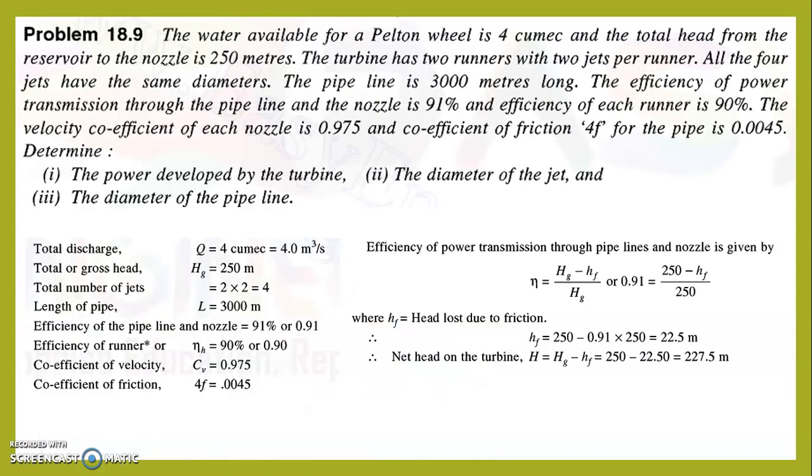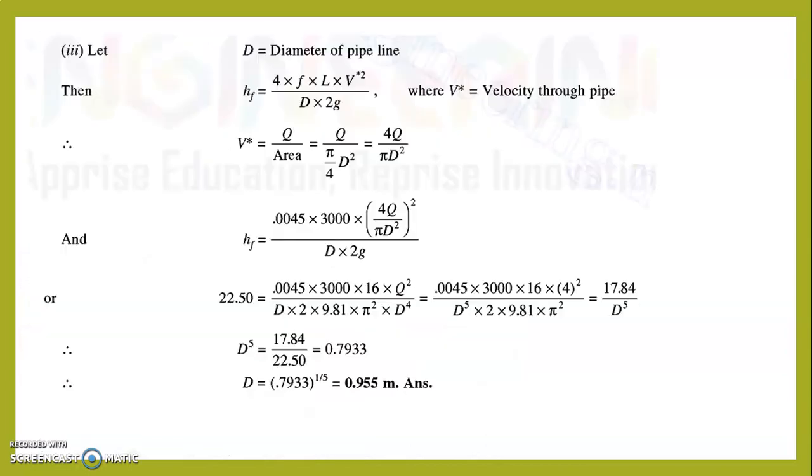Okay. And the third thing we have to calculate is the diameter of the pipe. Diameter of the pipe is given by the equation HF is equal to 4FL V square by 2GD, where V is the velocity of liquid flowing through the pipe. That is not available, so we have to use some other equation. Q is the discharge of water flowing through the pipe, given as 4 meter cube per second, and V is given by Q divided by area, so Q divided by pi by 4 d square, where pi by 4 d square is the area of the pipe.